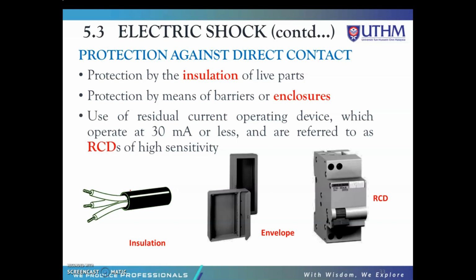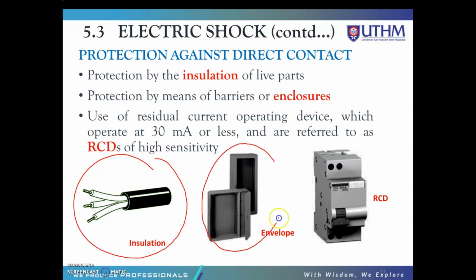So how we want to protect is, first, we have to protect the insulation of live parts, so we insulate the cable. Then protection by means of barriers or enclosures, so we use an envelope to cover the live conductor. And then we use residual current devices, or RCDs, which operate at 30 milliamps or less and are referred to as RCDs of high sensitivity.